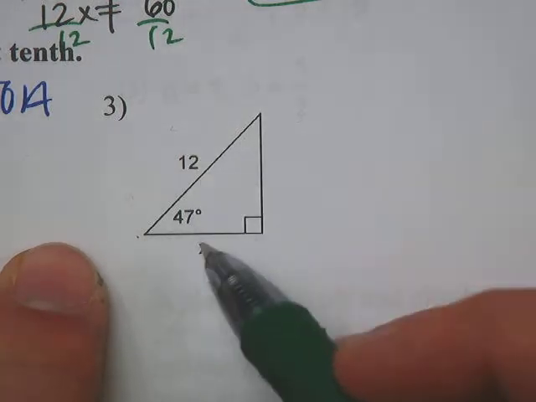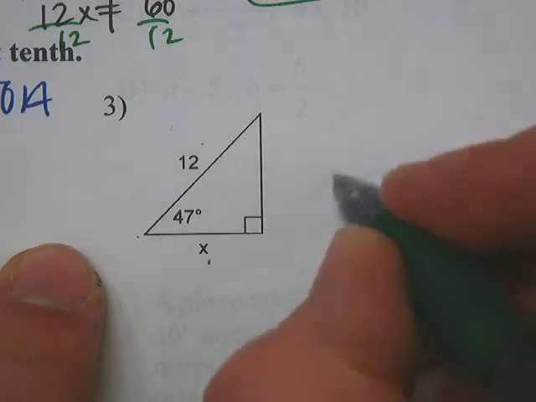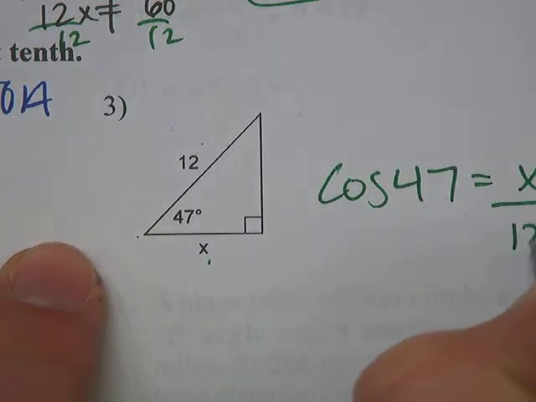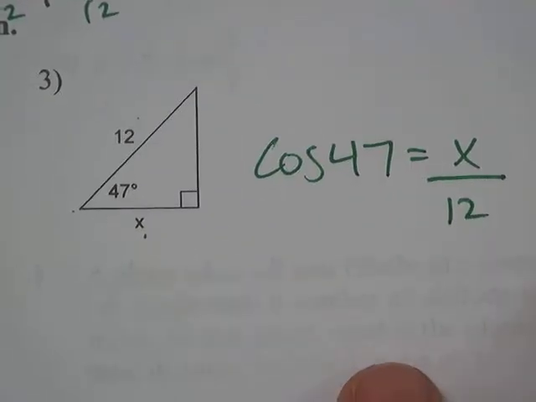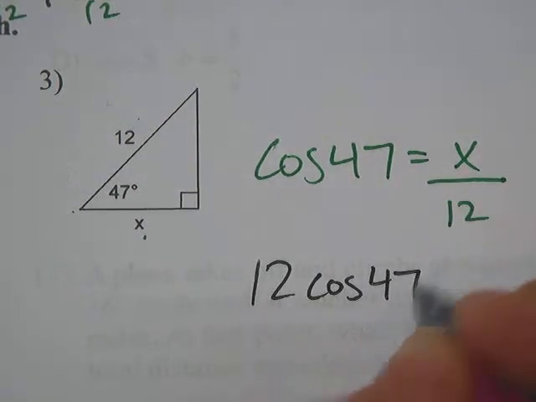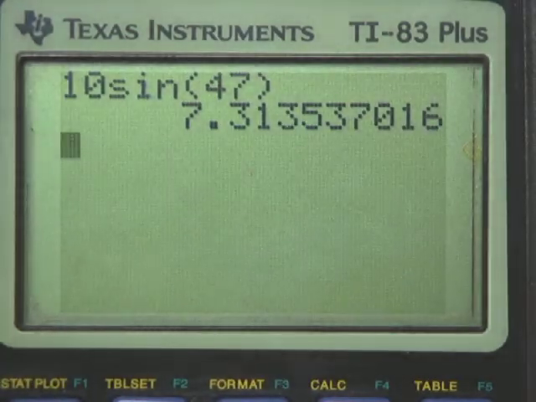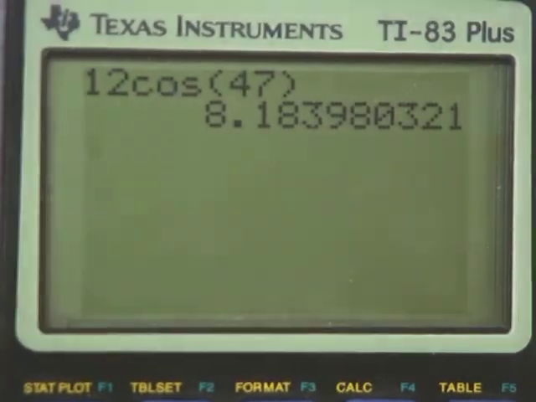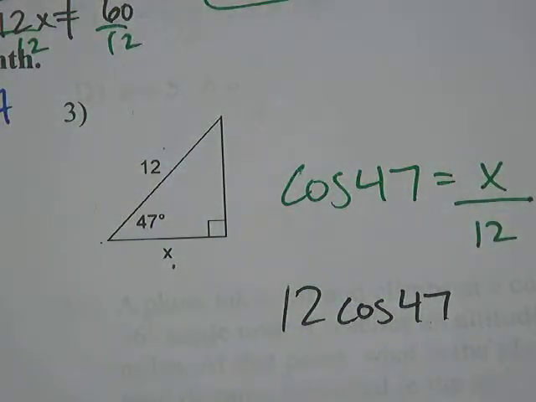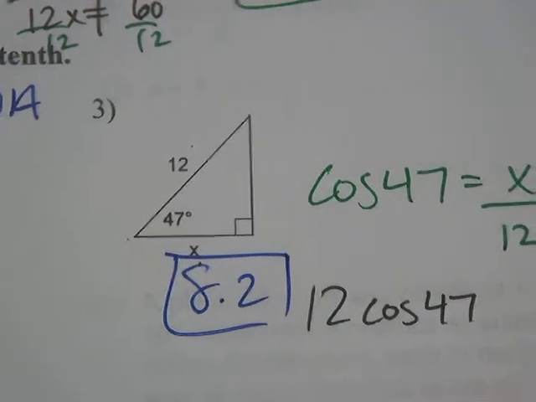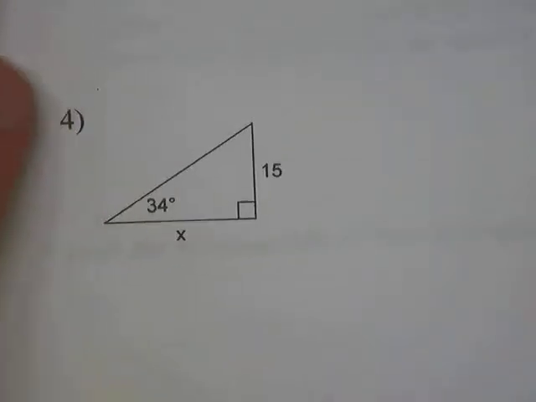Okay, number 3. I go through my options. I check opposite over hypotenuse. That doesn't work. I check adjacent over hypotenuse. That does. So cosine 47 equals adjacent over hypotenuse. So in my calculator, it's going to be 12 cosine 47. I get 8.2 as my answer.